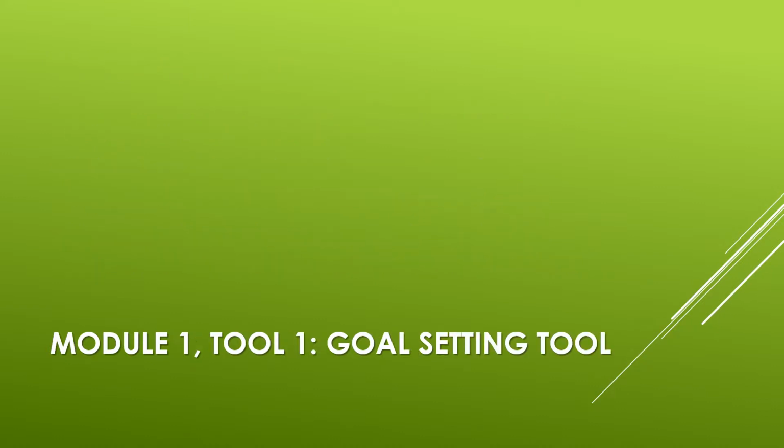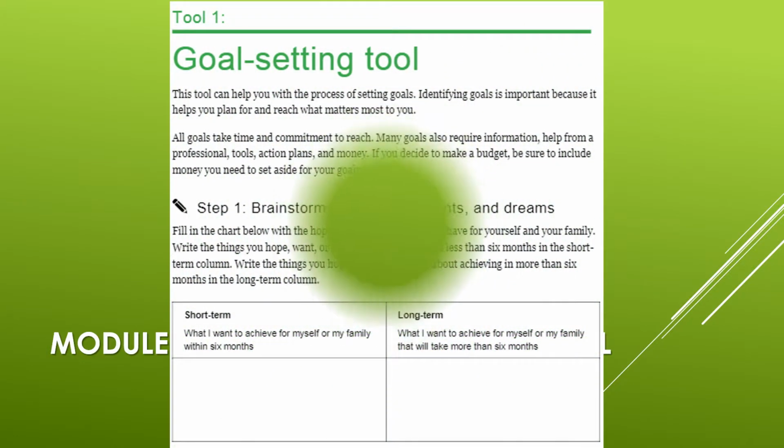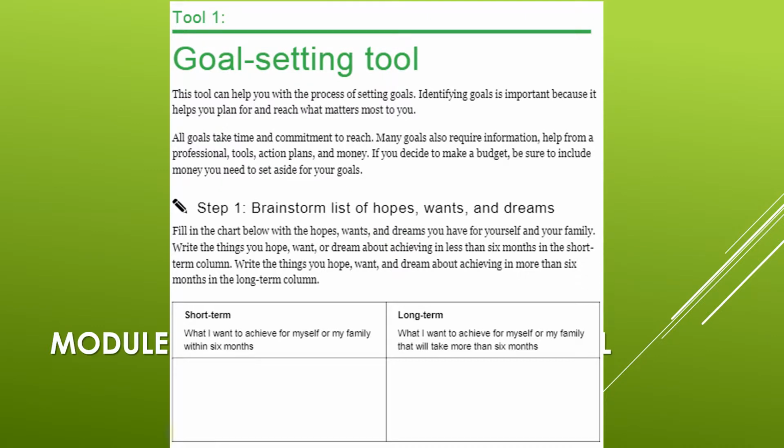And here's where the rubber meets the road. Module 1, Tool 1, the Goal Setting Tool. This tool is very much a conversation piece and will probably take a bit of time for you and your consumer to complete. The first step of this tool should be used for brainstorming. Generate as many ideas as you can. Nothing is off limits, and the more the better. Remind your consumer that they can come back to this in the future to pick new goals. No energy spent on this page is wasted.